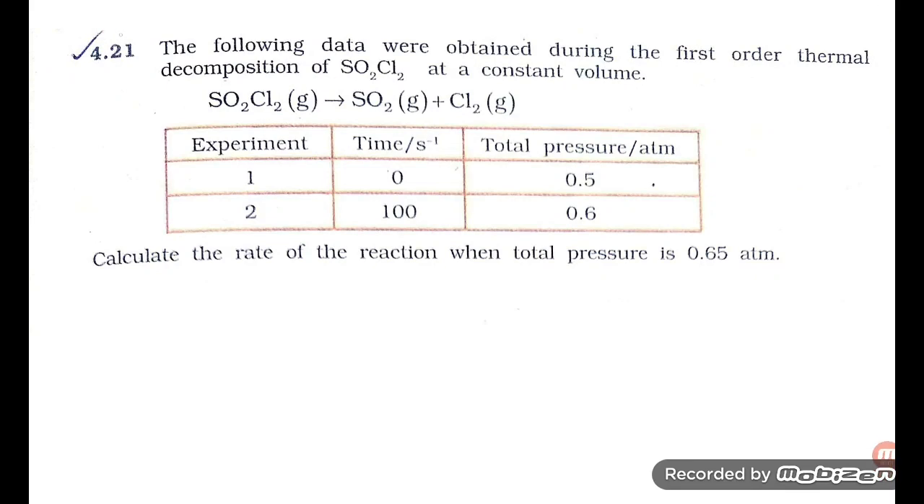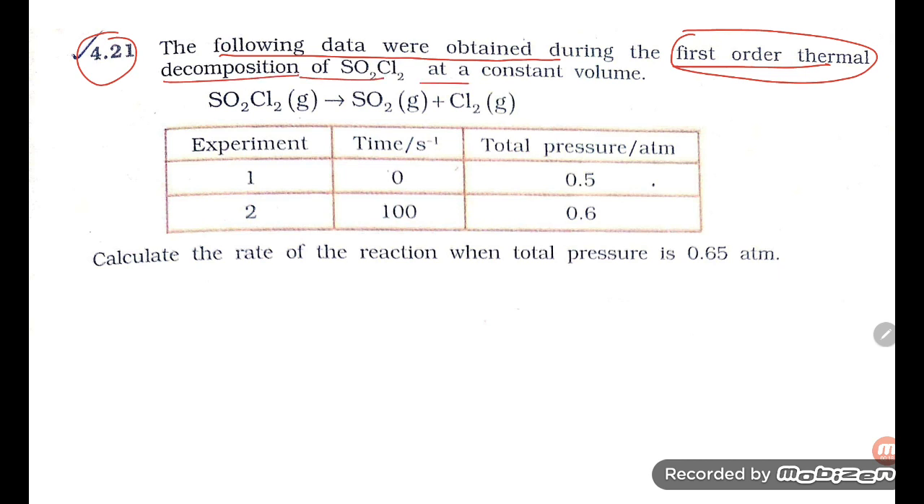This problem is also asked by the students only. Okay, you see, this is very important from the board point of view. Students, they are saying the following data were obtained during the first order (keep in mind, first order) thermal decomposition of SO2Cl2 at constant volume, right? This is the equation. Calculate the rate of the reaction when total pressure is 0.65.